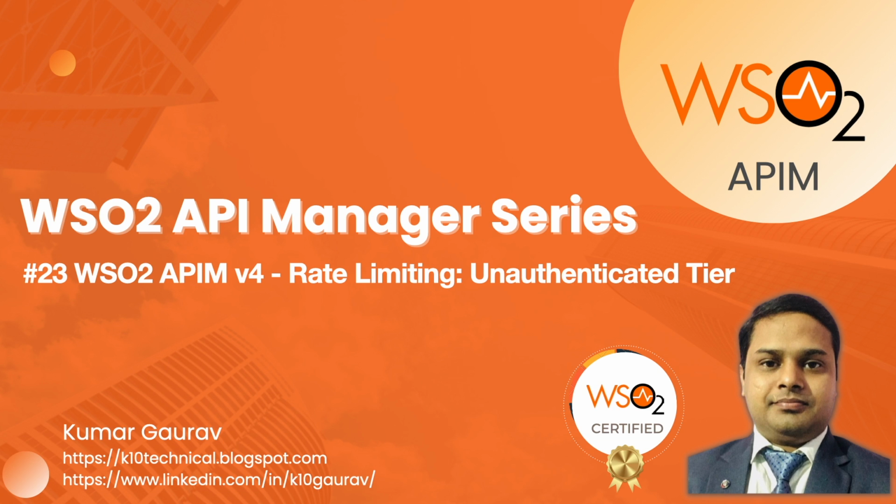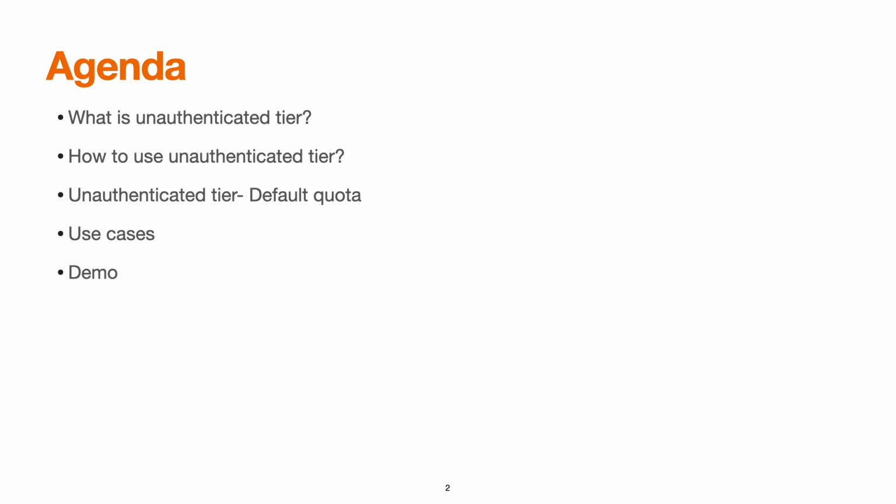So far we have seen rate limiting concepts via application level and subscription level in WSO2 API Manager. Today we will see an interesting concept, that is the unauthenticated tier. Here is the quick agenda for today's session. We will see what an unauthenticated tier is, how to use this tier, what the default quota available in this tier is, some of the use cases, and finally a demo.